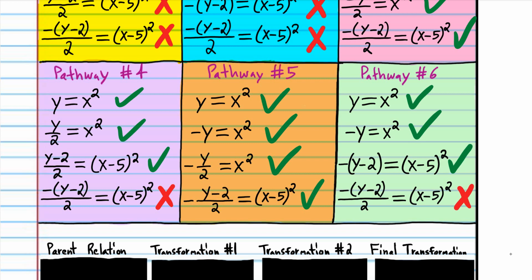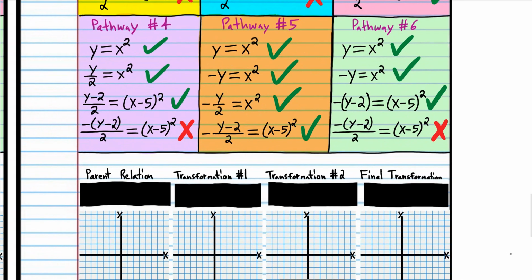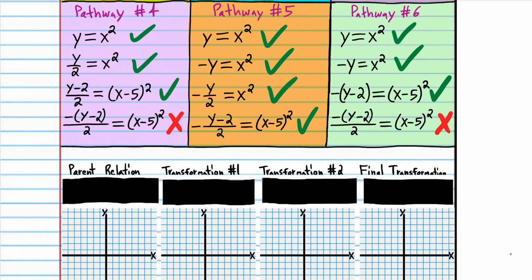All the transformation properties tell us is that if you divide y and y only by 2, then you multiply all the y values in the graph of the previous equation by 2. But we're not just dividing y by 2, we're dividing negative y minus 2 by 2.